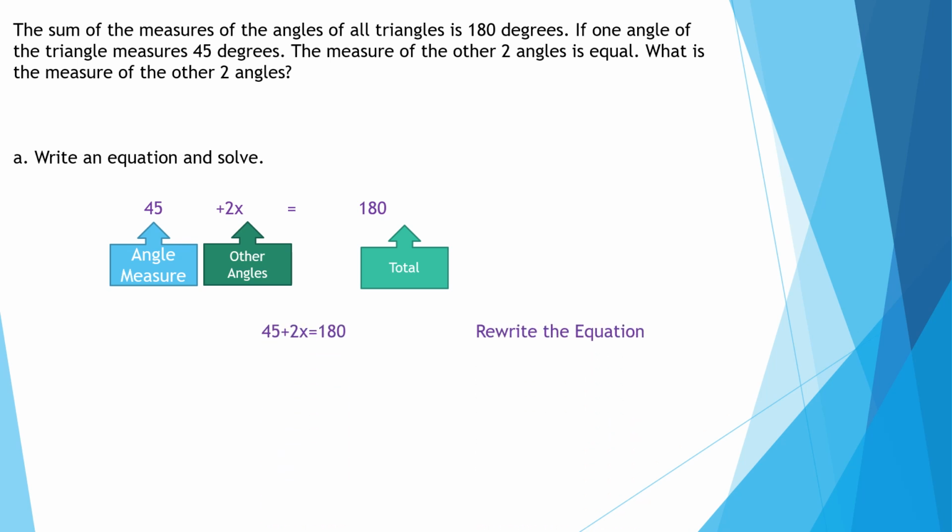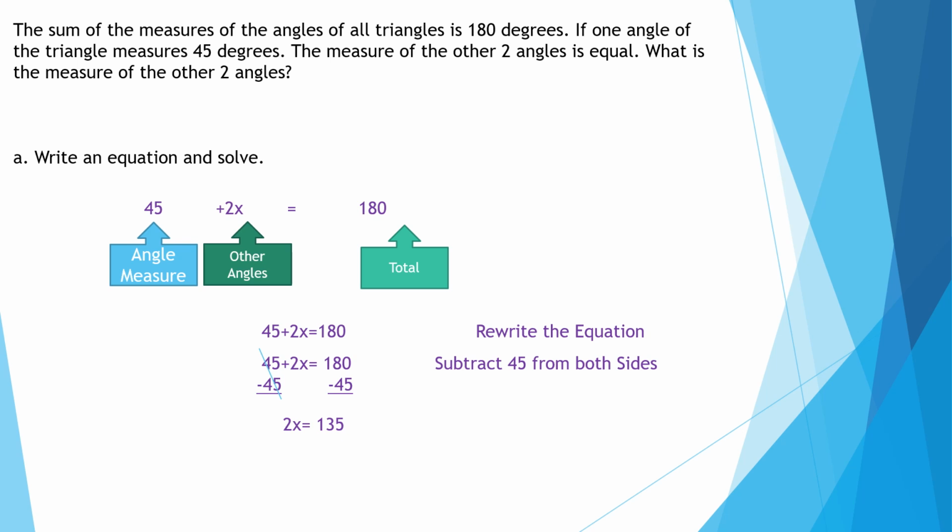So the first thing we do is rewrite the equation. Then we subtract 45 from both sides to get the x by itself. The 45 minus 45 makes a 0 pair and leaves us with just 2x. And 180 minus 45 gives us 135. So we're left with 2x equals 135.